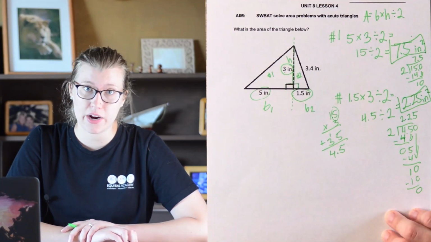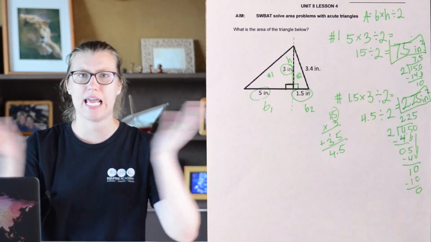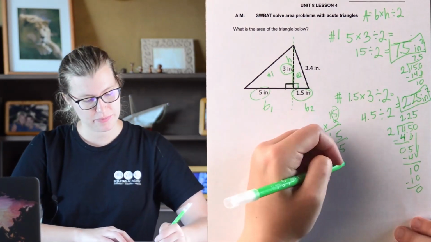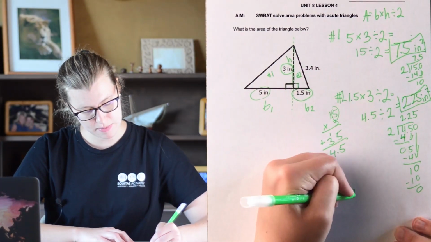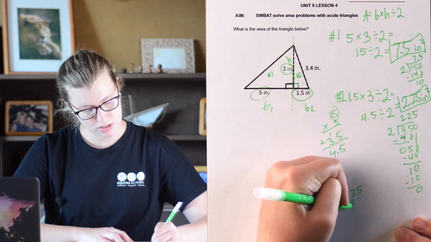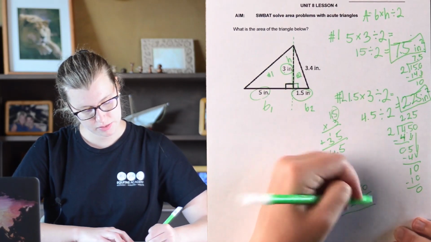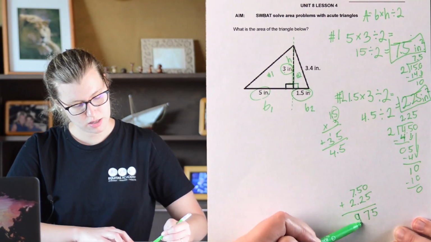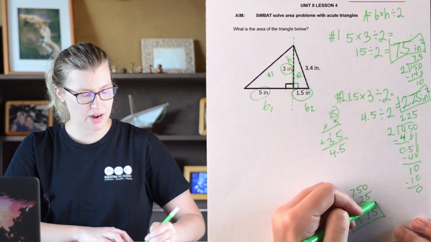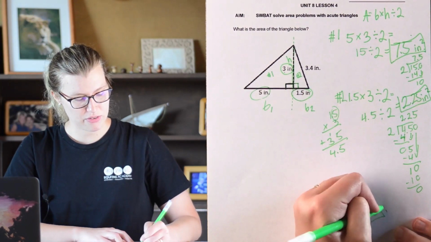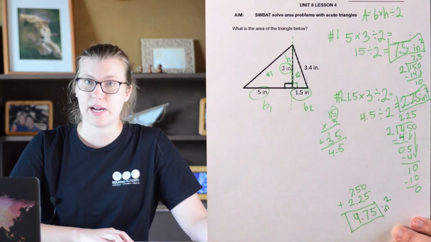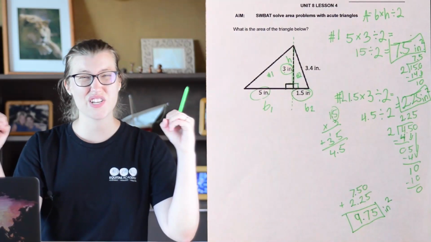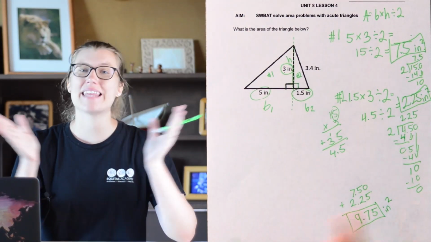I have 2 areas now, and what did I say? How am I going to find the area of my big triangle, my total triangle? Well, I can just add the 2 areas together. So my third step is going to be 7.5 plus 2.25. Remember, I put that 0 there because I lined up my decimal. So my total area is 9.75 inches squared. How did I figure that out? Well, I split it into 2 triangles that I knew how to find the area for, and then I just added them together.